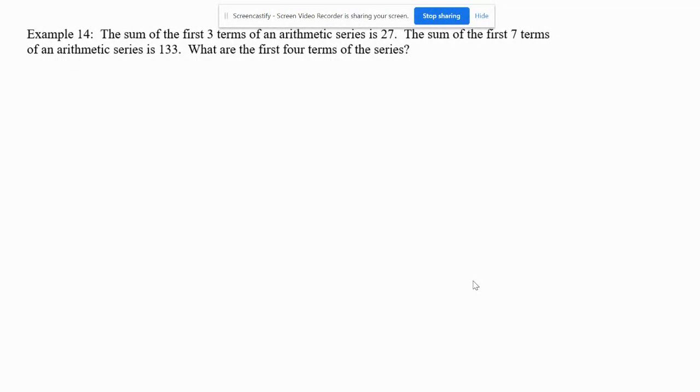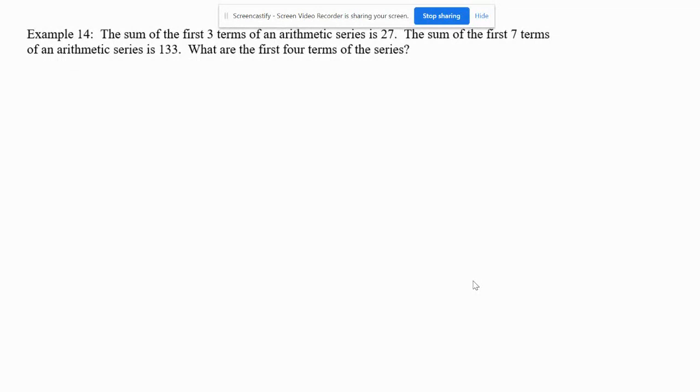Okay, example 14. This is a nasty one. The sum of the first 3 terms of an arithmetic series is 27. The sum of the first 7 terms of an arithmetic series is 133. What are the first 4 terms of the series?